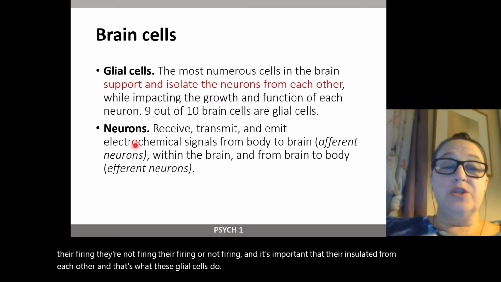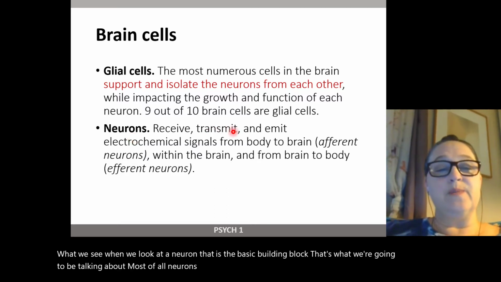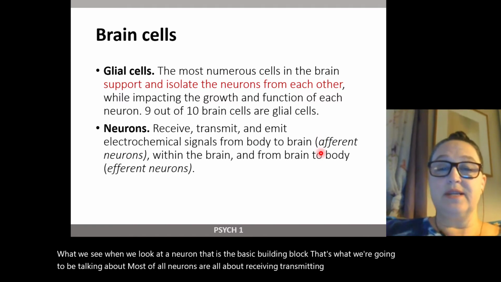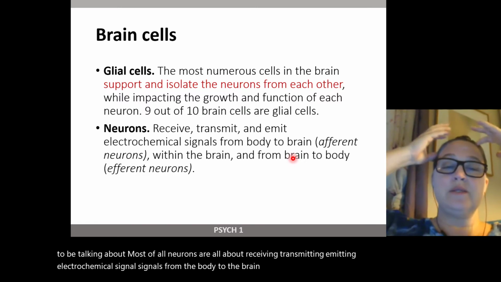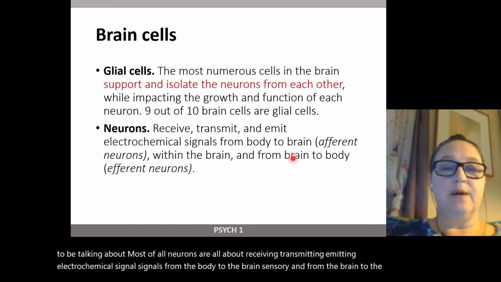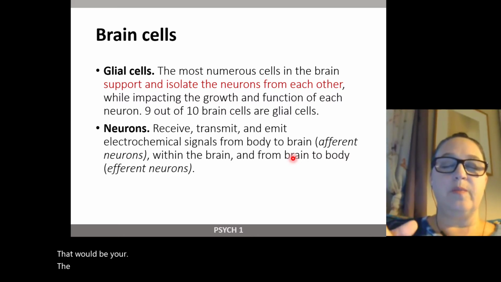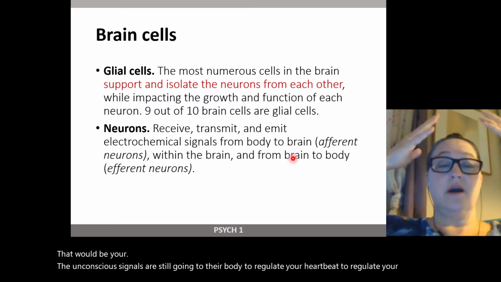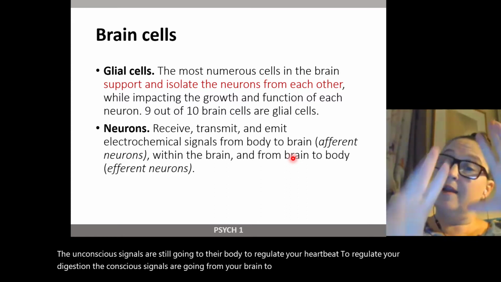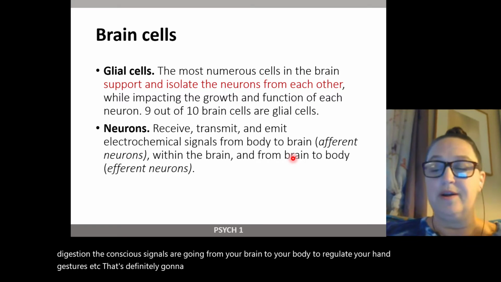What we see when we look at a neuron, that is the basic building block. That's what we're going to be talking about most of all. Neurons are all about receiving, transmitting, emitting electrochemical signals from the body to the brain, sensory, and from the brain to the body. The unconscious signals are still going to the body to regulate your heartbeat, to regulate your digestion. The conscious signals are going from your brain to your body to regulate your hand gestures, etc.